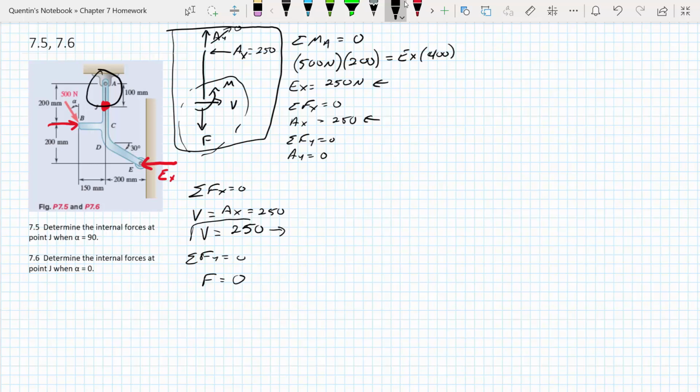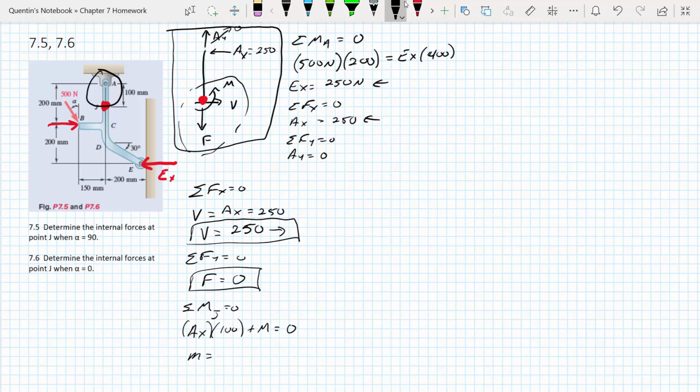So my shear force is 250, my axial force is 0, and last thing, let's take my sum of moments. Where should I take the moments? Well, I can take them wherever I want, right? But because I have these two here, to me it seems easiest to take it here at point J. So I can take it at J equals 0. So what do we have here? We have AX times the distance, which is 100, and the way I drew this, plus M is equal to 0.